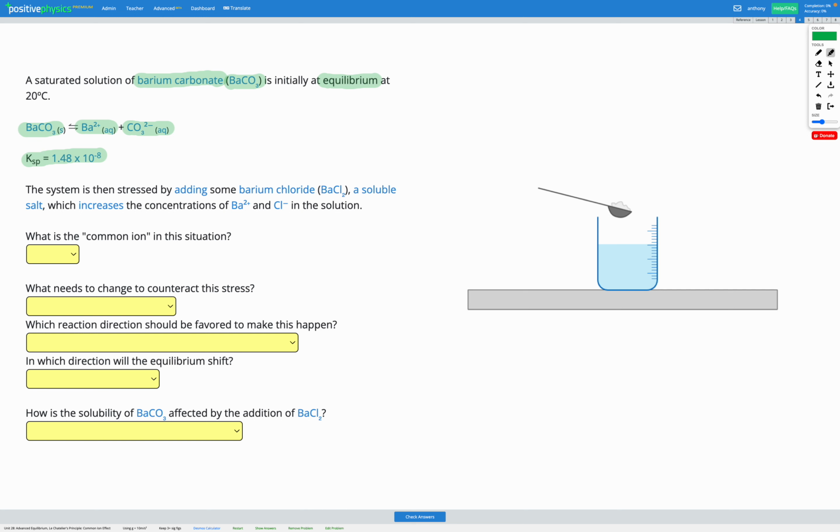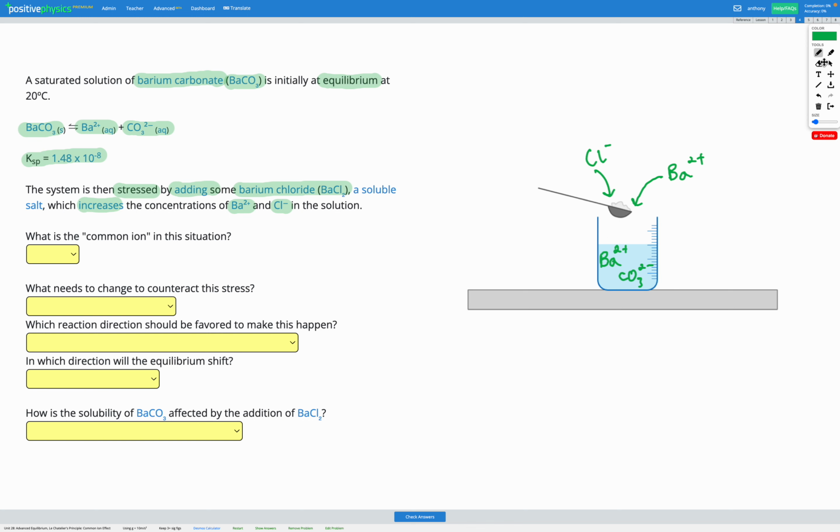We're then told the system is stressed by adding some barium chloride, BaCl2, a soluble salt, which increases the concentrations of Ba2+ and Cl- in the solution. So we initially have a solution of barium carbonate. So we've got Ba2+ and CO3 2-. Then we're going to add barium chloride. So we're adding Ba2+ and we're adding Cl-.